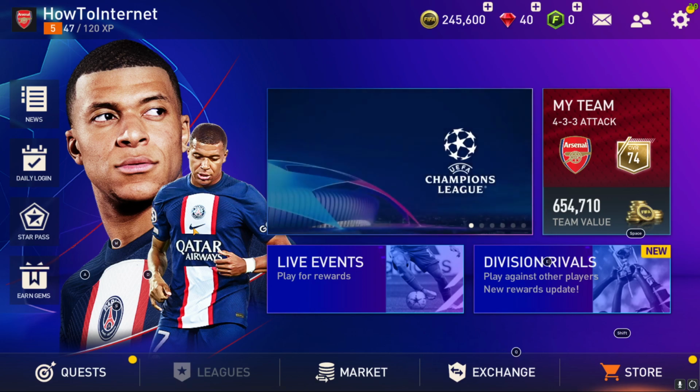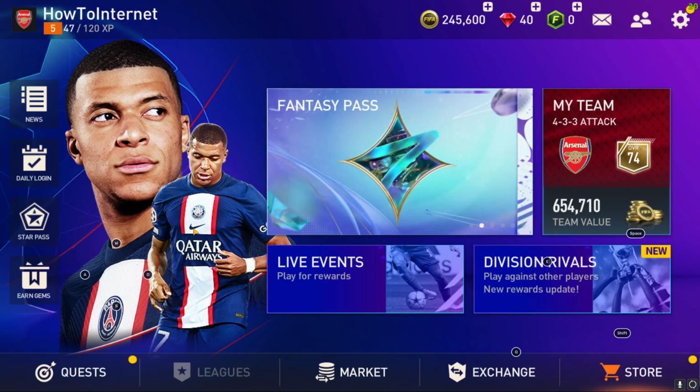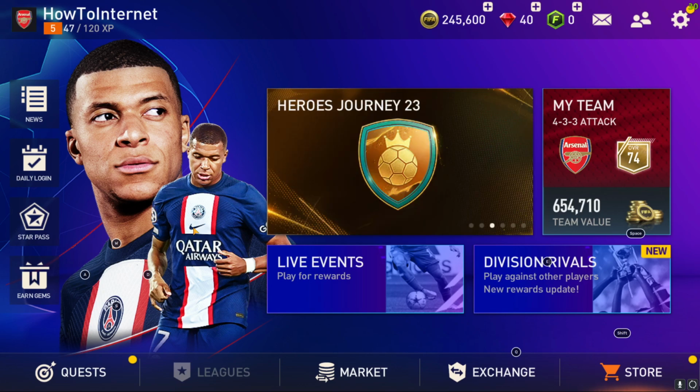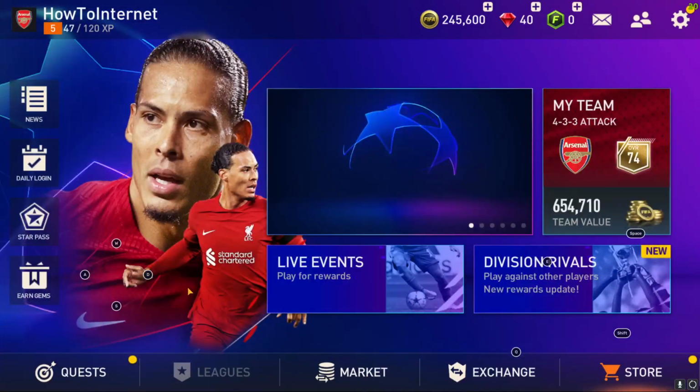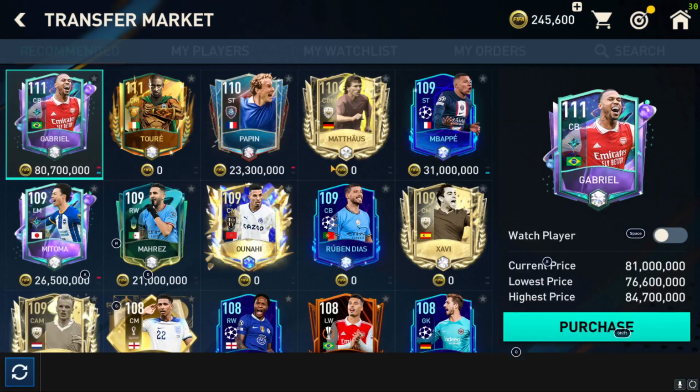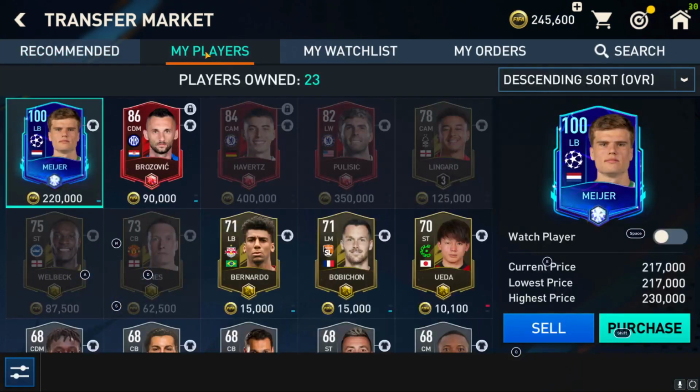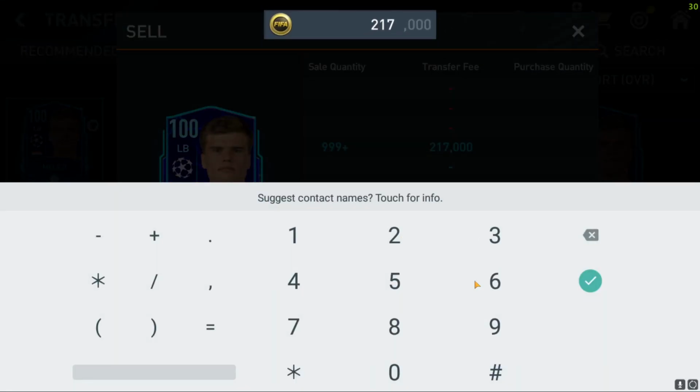You have to find a person that you want to trade your players with. You have to find a player that is about the same value, and all you're going to do is put the maximum coin leverage on him. So let's say I want to go into the market section and I want to sell, for example, Havertz. I'm going to go into the my player section and I'm going to choose, let's say, Major, for example. Okay, let's say I want him at the highest price of 230,000. So I'm going to sell and I'm going to put him at 230,000.